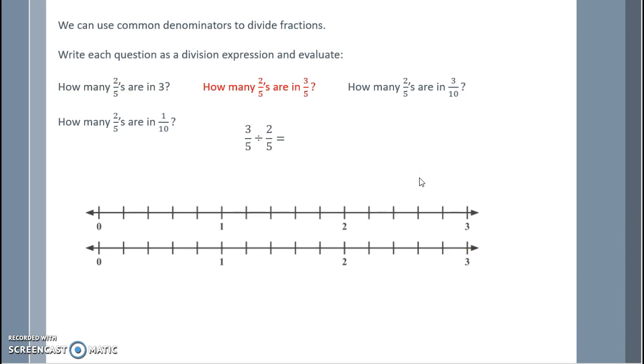How many 2/5 are in 3/5? The division is 3/5 divided by 2/5. So I want to know how many 2/5 can fit into 3/5. I can see that 2/5 can go in there one time with 1 out of the 2 left over. Similarly, I'm going to take 3 and split it into sections of 2.